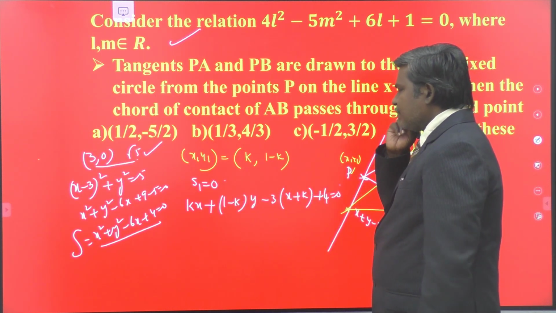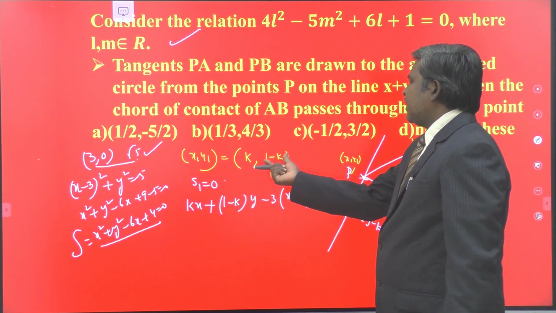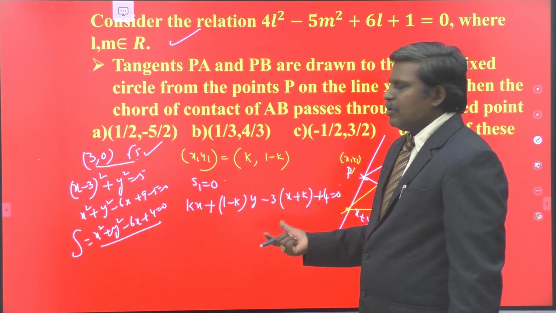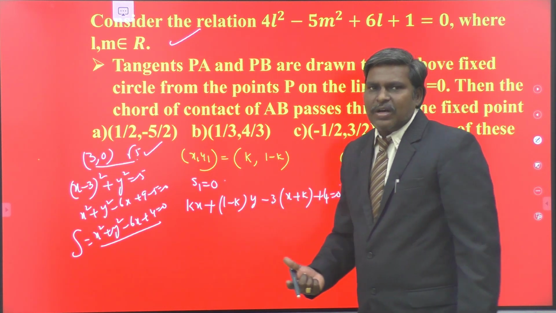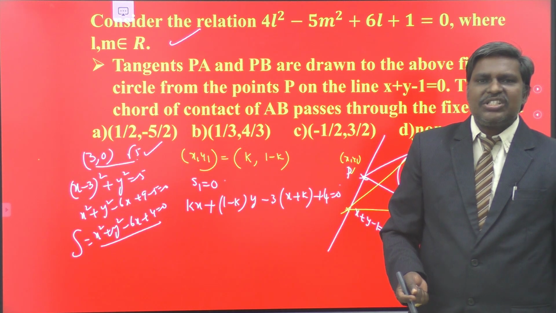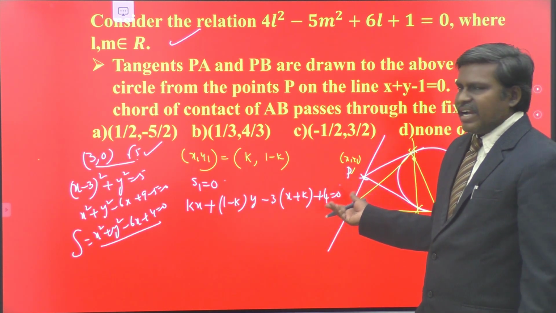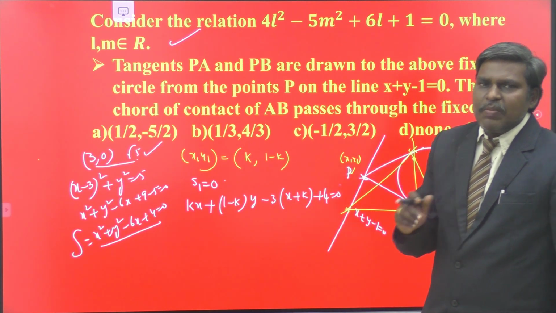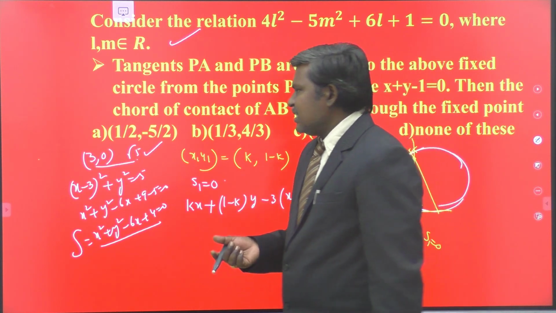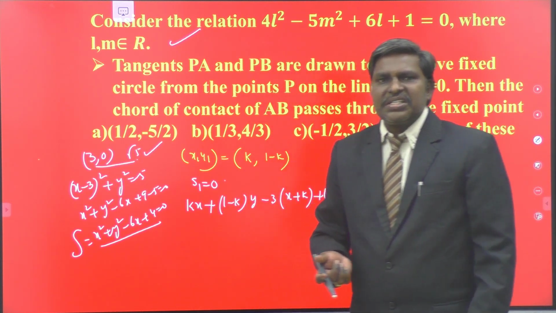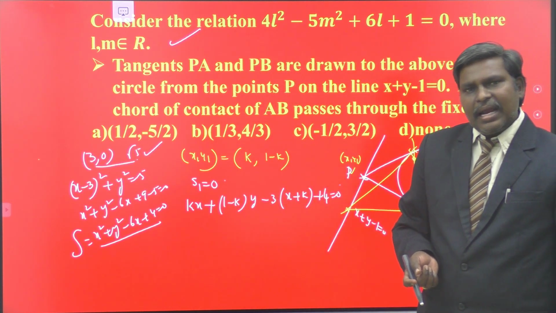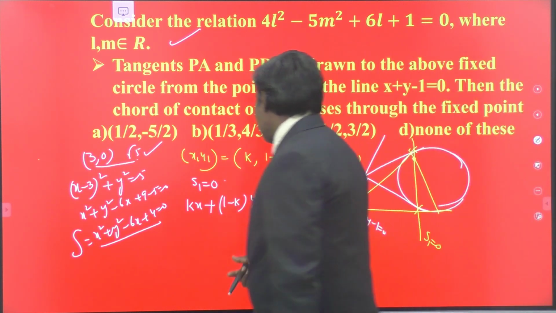This is S1 for every point (k, 1 - k). k is variable. So can you write this equation in the form of L + kL' = 0 or not? Yes, you can easily write that one. So you have the family of lines. They are all lines intersecting at what? The point of intersection of L1 = 0 and L2 = 0. So we make this one.